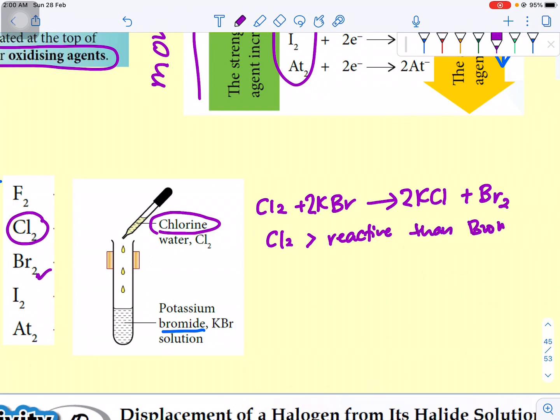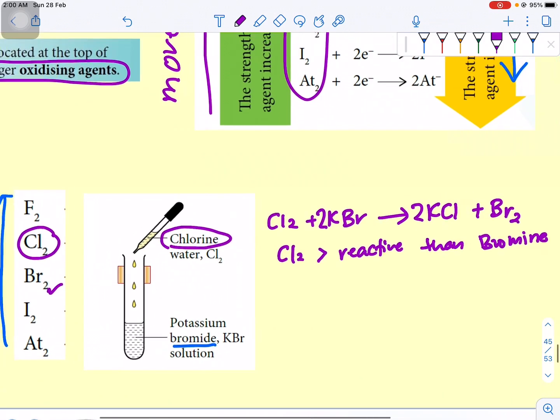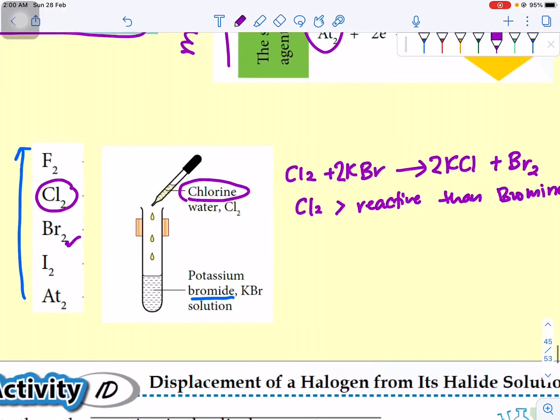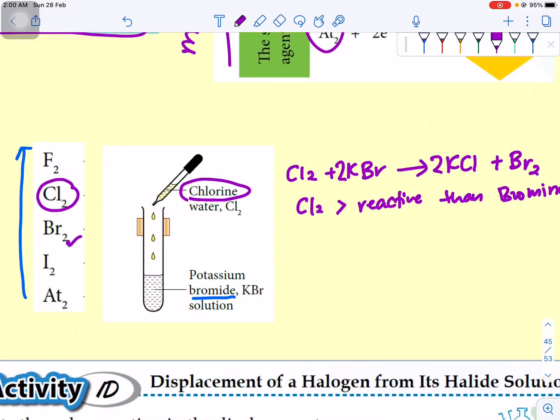How do we know? For this, we need to memorize the order: fluorine, chlorine, bromine, iodine and astatine. Because chlorine is more reactive, chlorine is easy to accept an electron. So when chlorine is easy to accept, it will be the one entering the solution and kicking out bromide to become bromine.